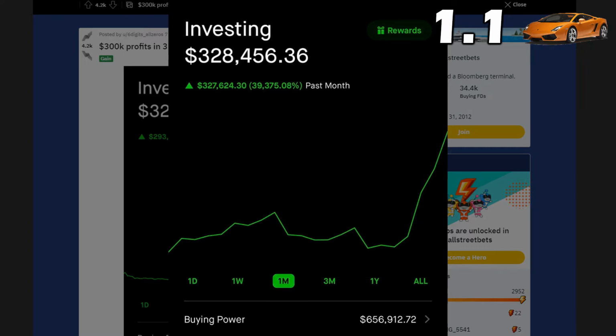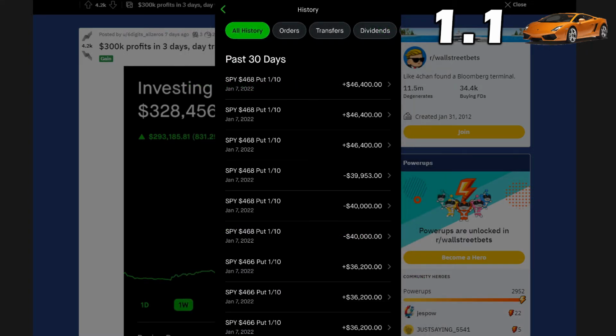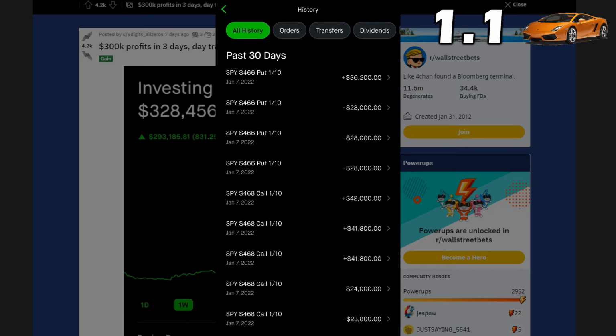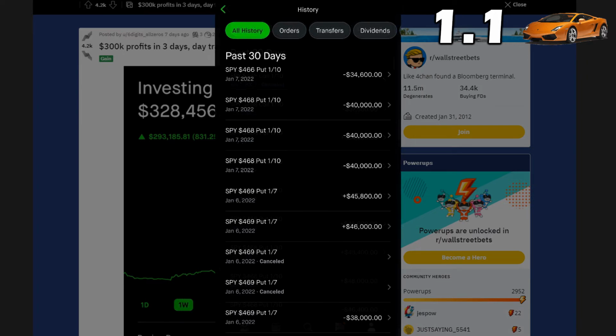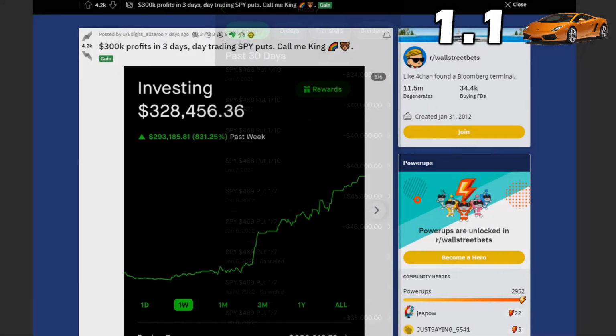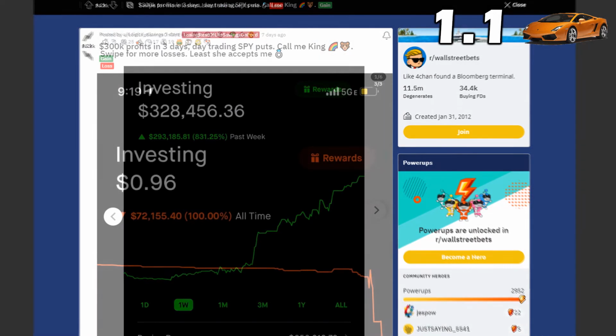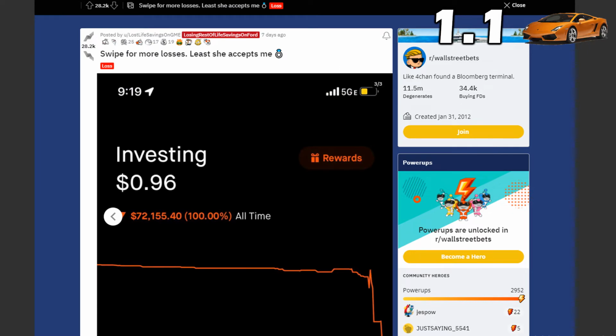Just completely insane. He made so much money so quickly by buying SPY puts with an expiration date on January the 10th. If you somehow don't know, the market recently dropped because of fears over inflation, which made this guy a lot of money. Next, we have a trader who lost 100% of his money.